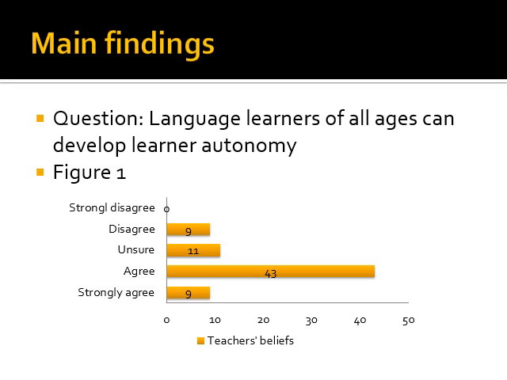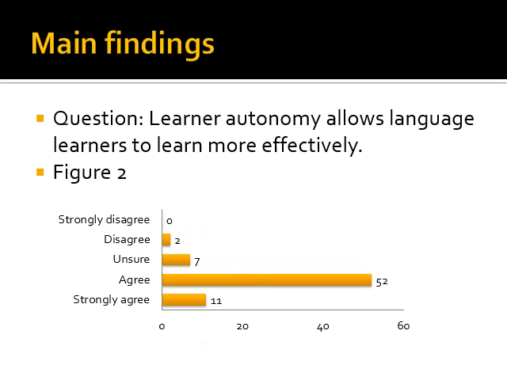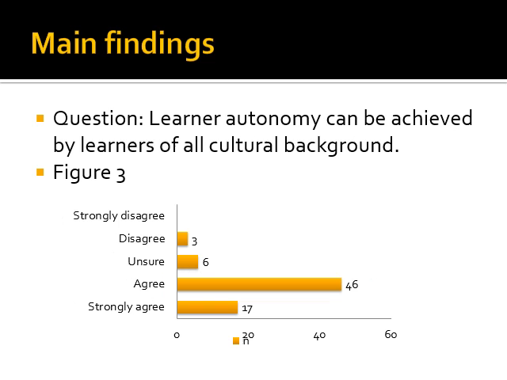The statement: language learners of all ages can develop learner autonomy. Now, the majority of the teachers agreed with the statement. Second statement: learner autonomy allows language learners to learn more effectively. 52 teachers agreed, 11 strongly agreed, with only 7 unsure. The next statement is learner autonomy can be achieved by learners of all cultural backgrounds. Again, the majority of the teachers agreed with the statement.